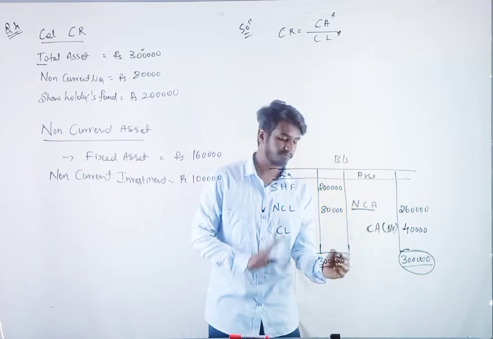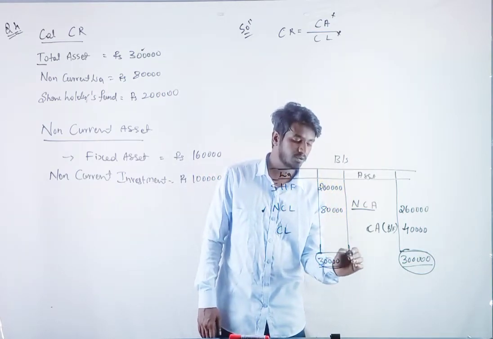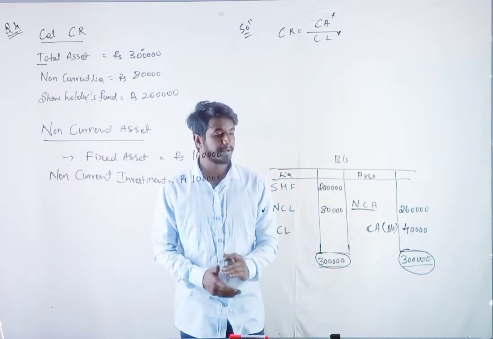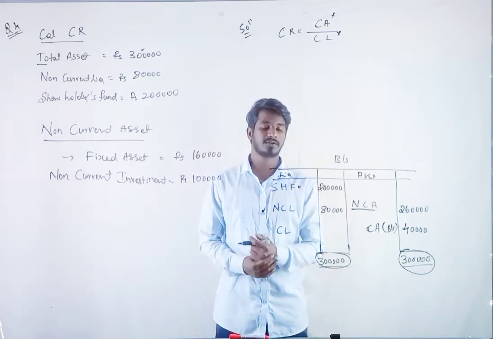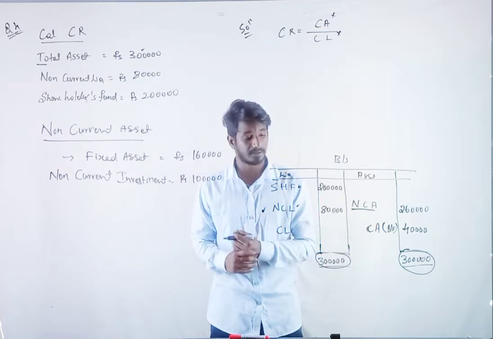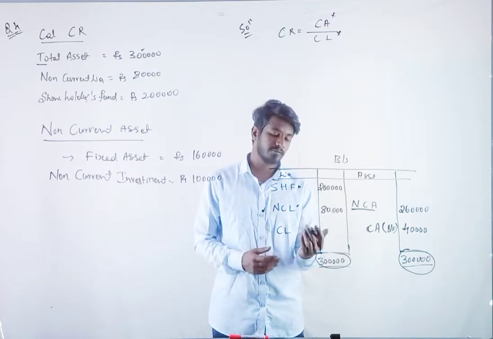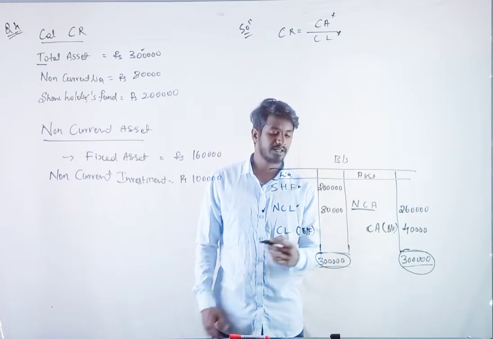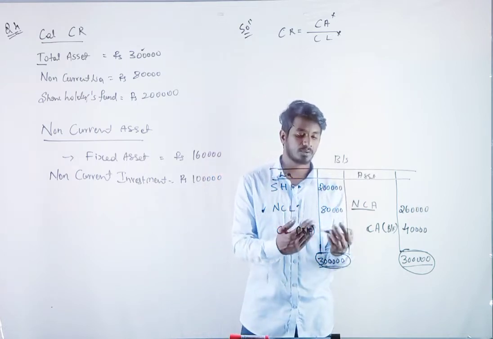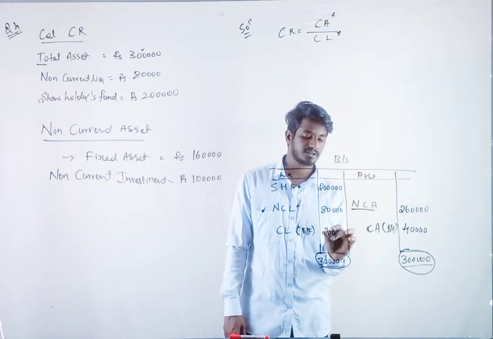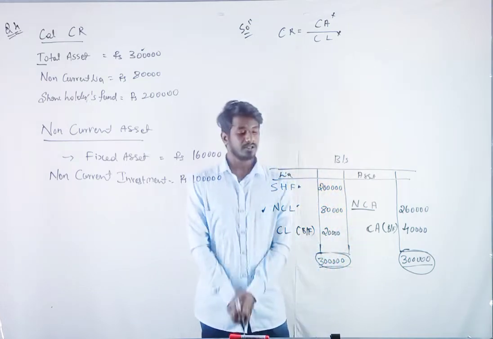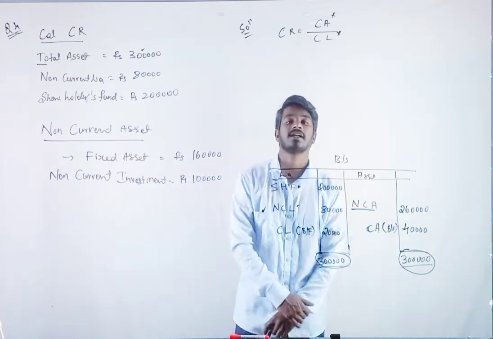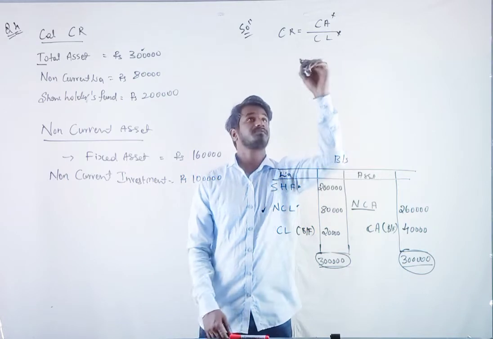Then for current liability, total liability is rupees 3 lakh. If we minus shareholders fund and the non-current liability from that, what will be the remaining? Obviously, current liability is the balance. 3 lakh minus 2 lakh 80,000, it is 20,000 current liability. Do you get the answer? Yes, fine. We got the answer.